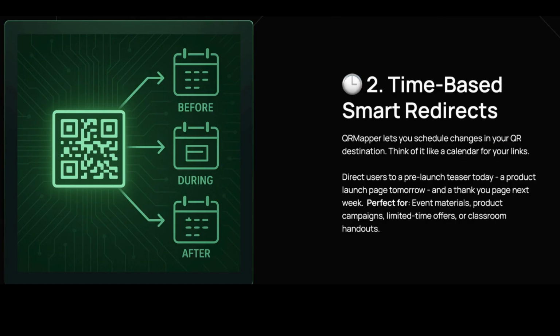The source uses a product launch as an example. Maybe the QR code points to a teaser page before the launch. Then on launch day, it automatically switches to the main product page. And maybe a week later, it goes to a thank you page or a support section. Wow. All using the exact same QR code that was printed just once. Okay, that's incredibly powerful for any kind of phased campaign.